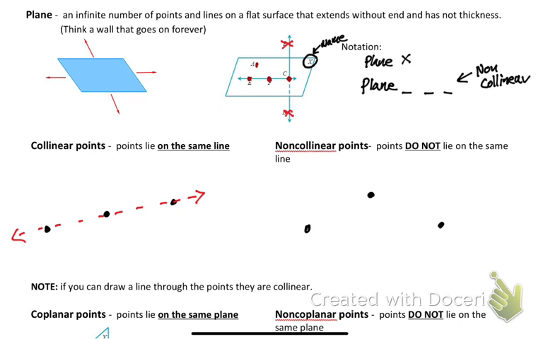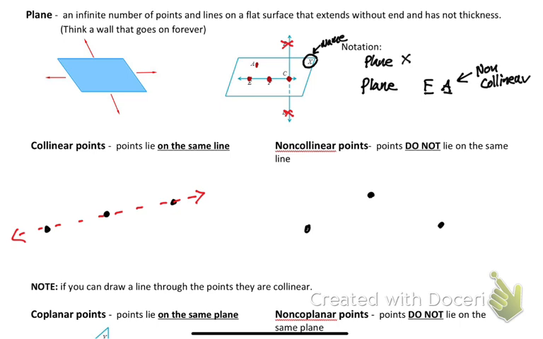So they can't be all 3. So we cannot pick E, F, and C. Those are 3 collinear points. So instead, let's pick E and F. Now we can't pick C because that would make a straight line. So instead we're going to pick A. E, F, A are non-collinear points on that plane, so that would be the name.